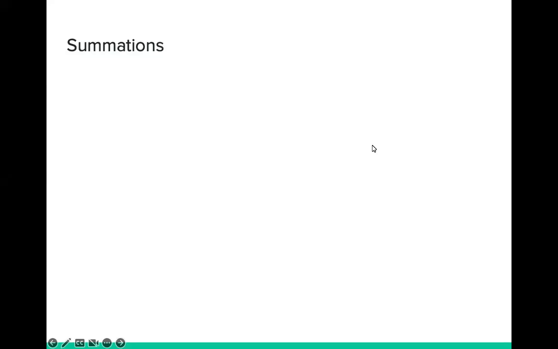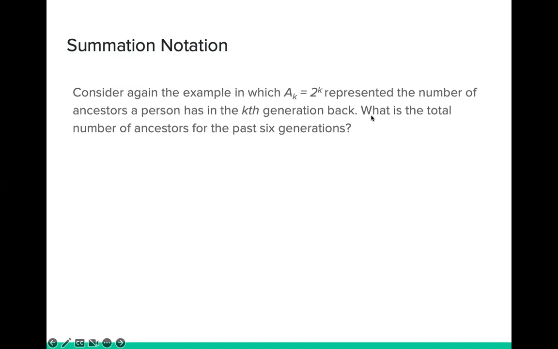So hello everyone. In this video, we are going to discuss summations. Consider again the example in the previous videos wherein we tried to count the number of ancestors a person has in different generations. We can represent that in the equation a sub k equals 2 raised to k, where this represents the number of ancestors a person has in the kth generation back. Suppose we want to sum up or total the number of ancestors a person has for the past 6 generations.